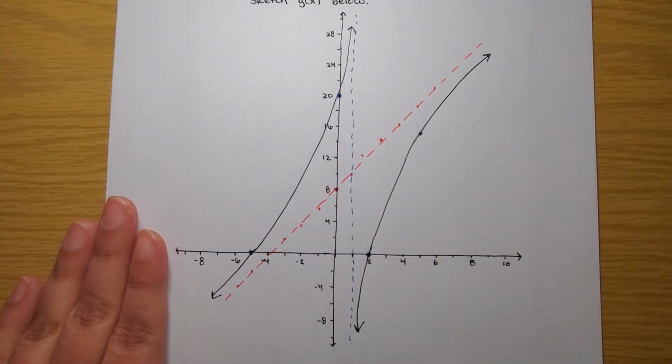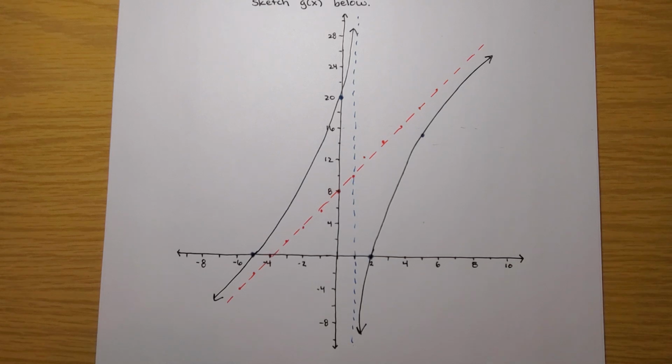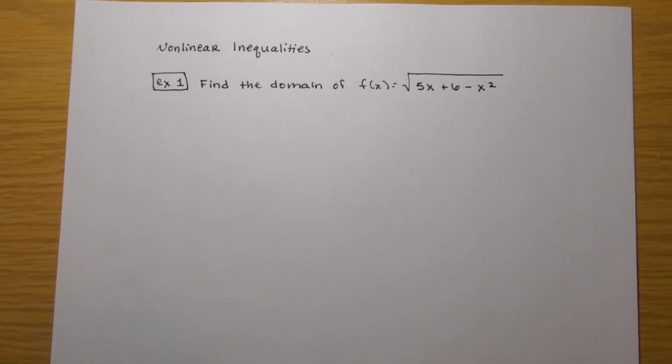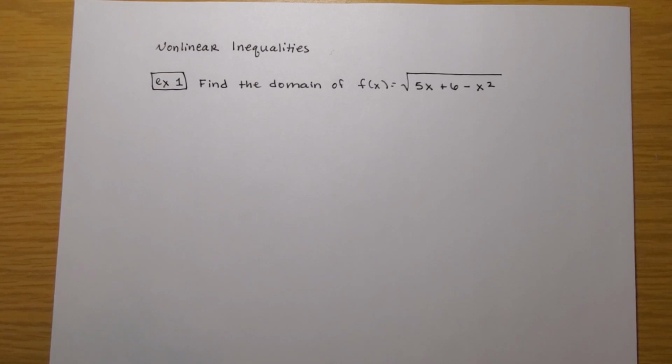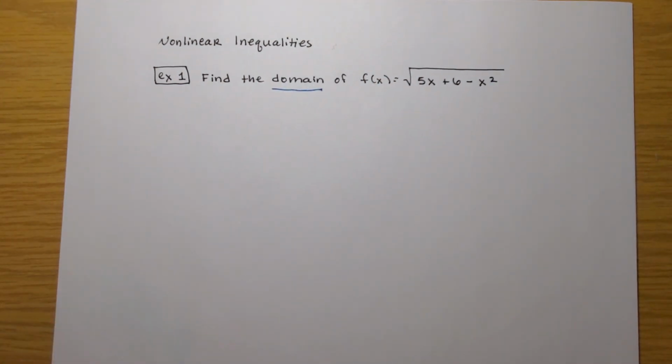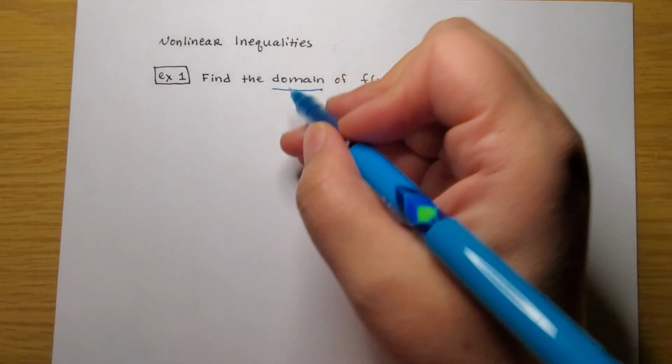All right, now we're going to do 3 examples of how to solve some nonlinear inequalities. Okay, this first nonlinear inequality is set up as a domain type question. It says, let's find the domain of f of x equals the square root of 5x plus 6 minus x squared. So when you see domain, right now there are 2 things that should jump to mind.